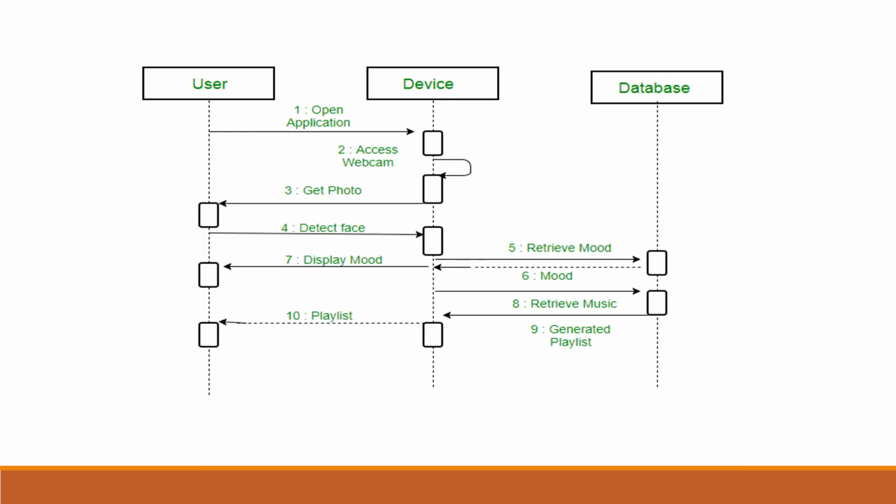Okay, let's understand how a sequence diagram example can be taken. Suppose we have a user, a device and a database. We are sending various messages from the user to the device and from the device to the database, and we have a self message over here, that is access webcam. This is the self message we are using. In the upcoming video we will understand more with an example of the sequence and the collaboration diagram.